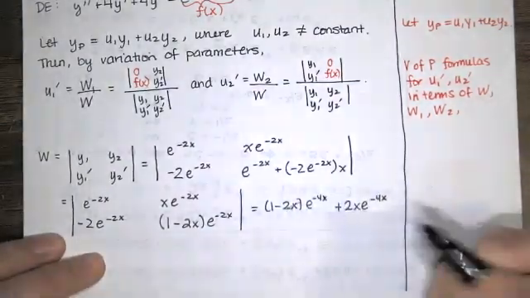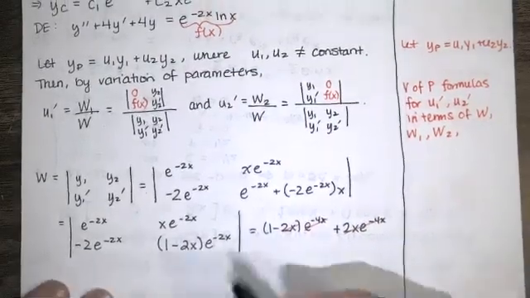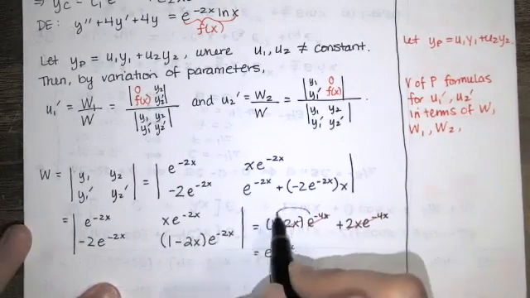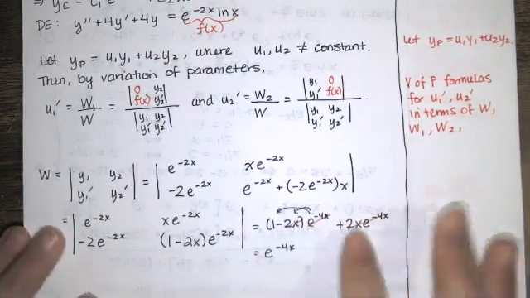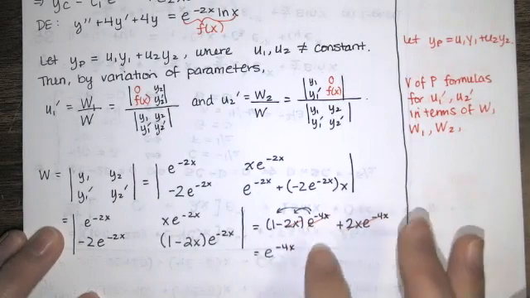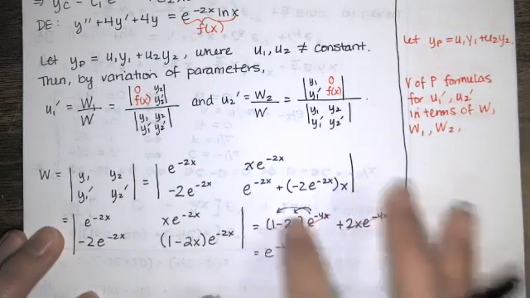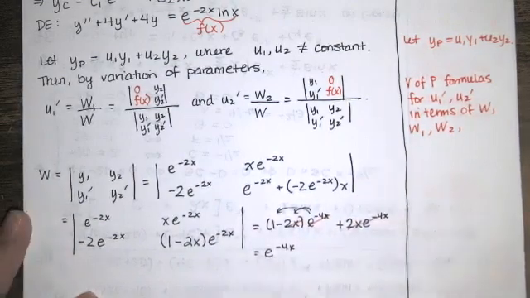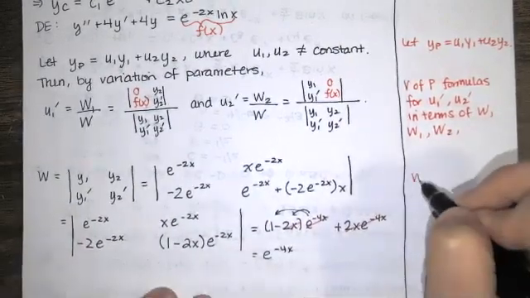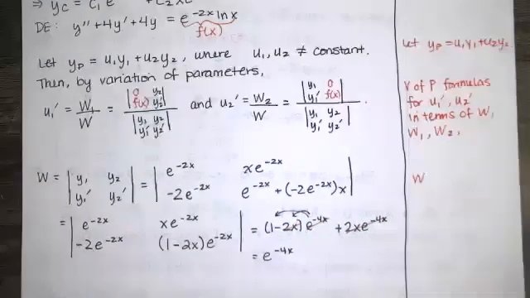So these guys actually simplify and we're left with just a single e to the negative 4x. Now, if you're not sure that you agree with that, you just distribute and you'll have the e to the negative 4x minus 2x e to the negative 4x plus 2x e to the negative 4x, and those will reduce, and you just have the 1 times that, as that's your Wronskian. So we computed W, and then we want to compute W1.